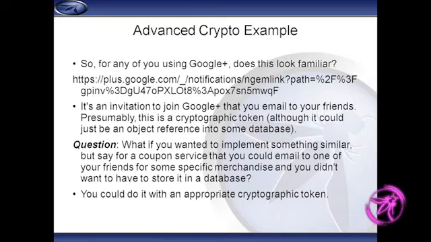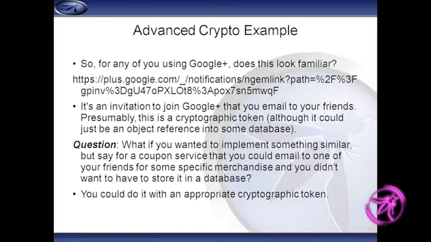But presumably, Google is using some kind of cryptographic token here, although they could be just using an object reference into a database. But it looks more like a cryptographic token. And the problem with putting it in a database is that when it expires in 30 days or whatever, they're going to have to clean out the database. The cryptographic token, you could just build so that it has an automatic expiration.